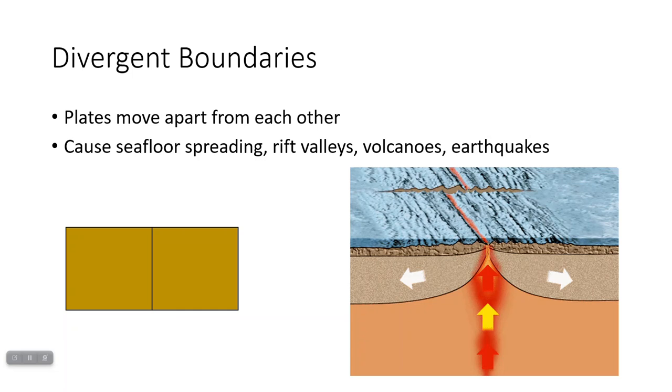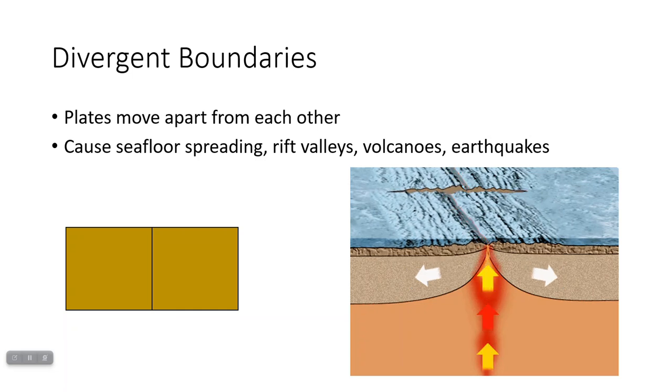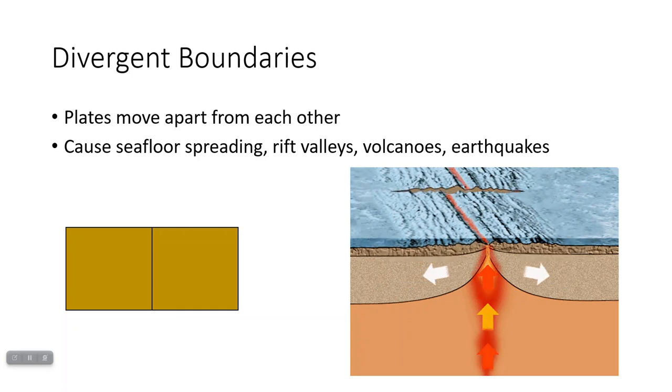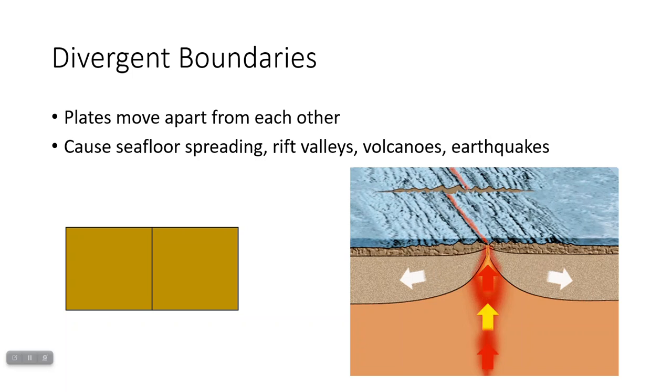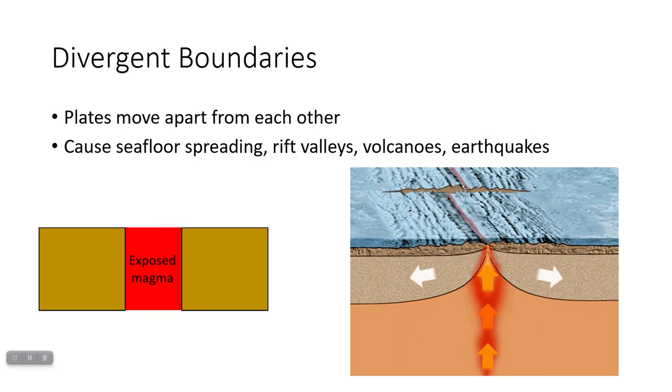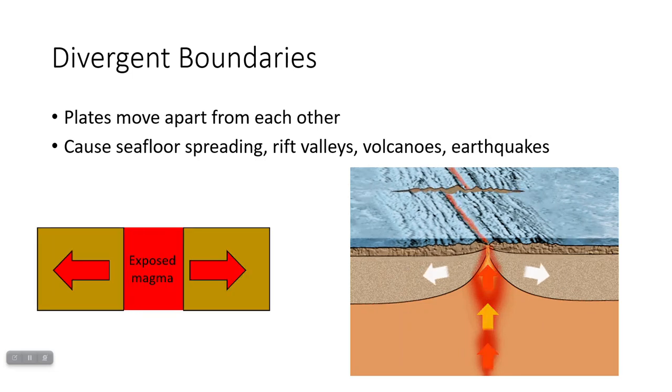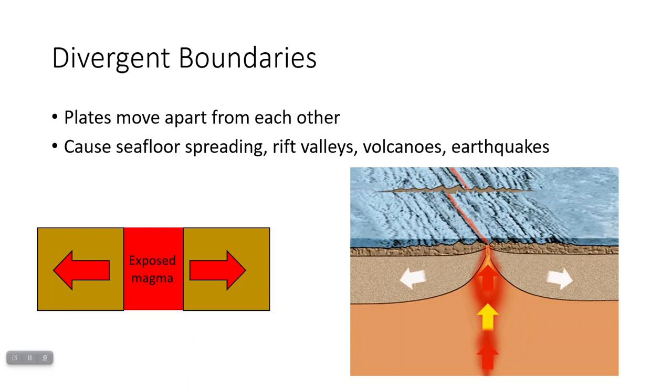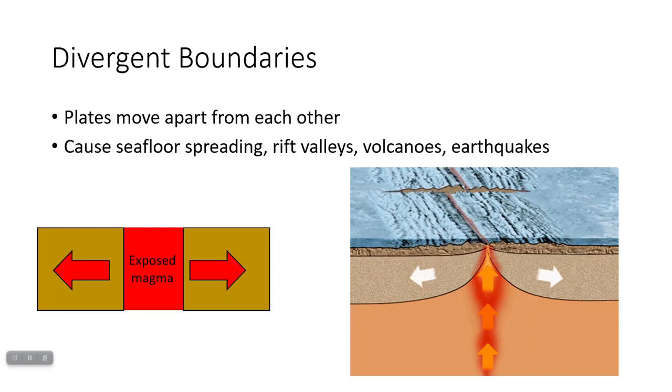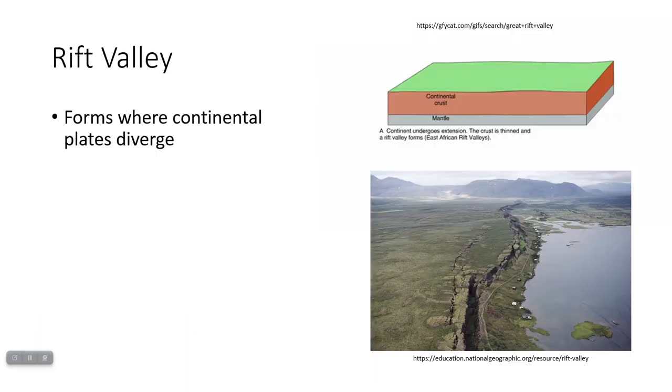This can cause things like seafloor spreading, which is what you see in this GIF right here, rift valleys, and then you can have all the usual things that happen at plate boundaries like volcanoes and earthquakes. So when you have two plates move away from each other, that tends to expose the magma that was underneath, and so that also tends to be where new land or new crust is being formed.